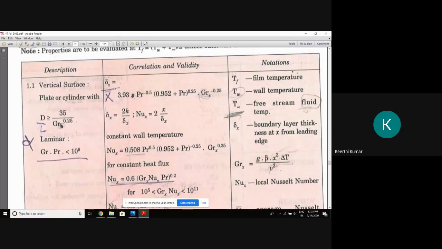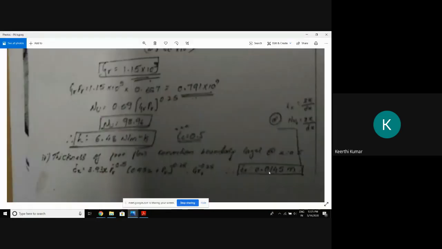This one I can obtain with this equation. That means once you know Nux, there is no need to go for delta x for this formula. You can also substitute here: Nux is equal to 2 into x by delta x. Delta x is unknown, so take out delta x. Delta x will be equal to 2 into x by Nux. If you do that, you'll also get delta x, the same value as we got here. Same value you'll get with this equation also. Clear?